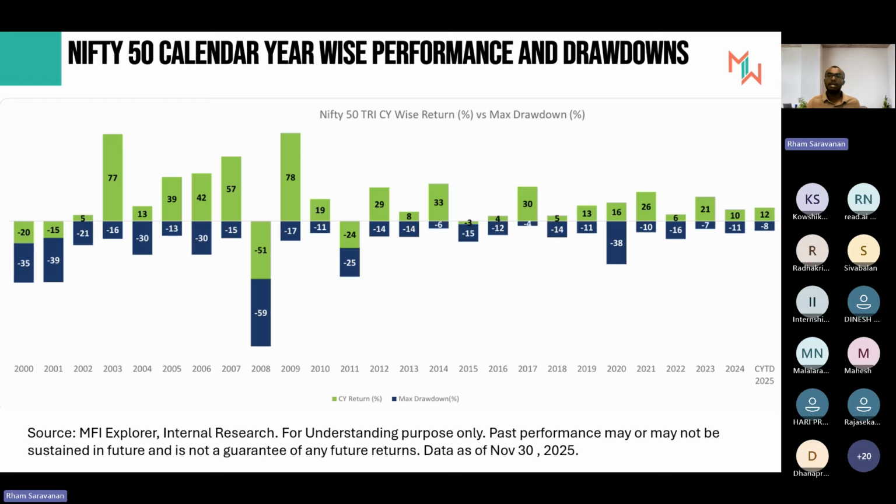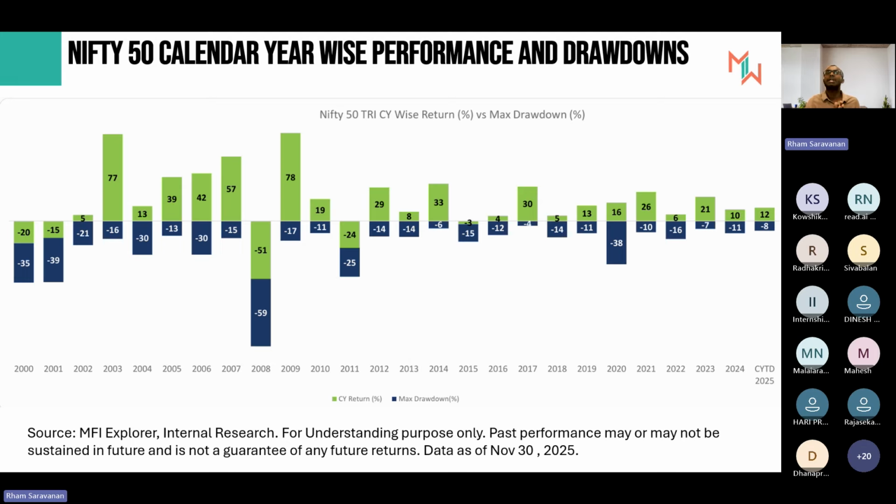So now, one of the important slides of today's session. This chart shows the Nifty 50's calendar returns in green and their maximum drawdown within that same year, which is shown in the blue color, right? Together they tell us the true story of equity investing: not just returns, but the kind of pain an investor has to tolerate to earn those returns.